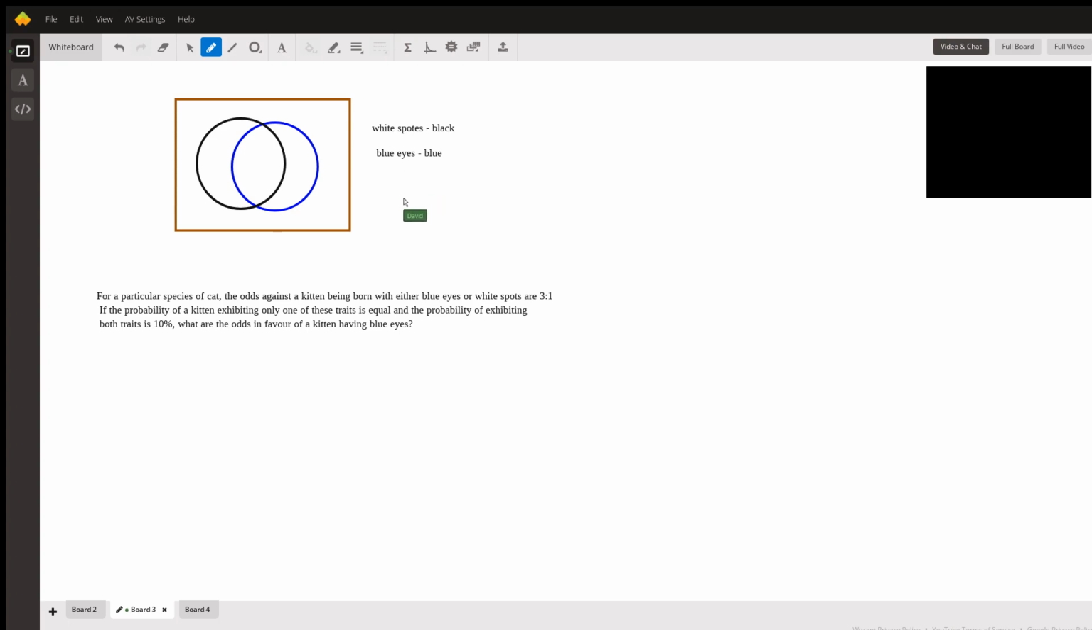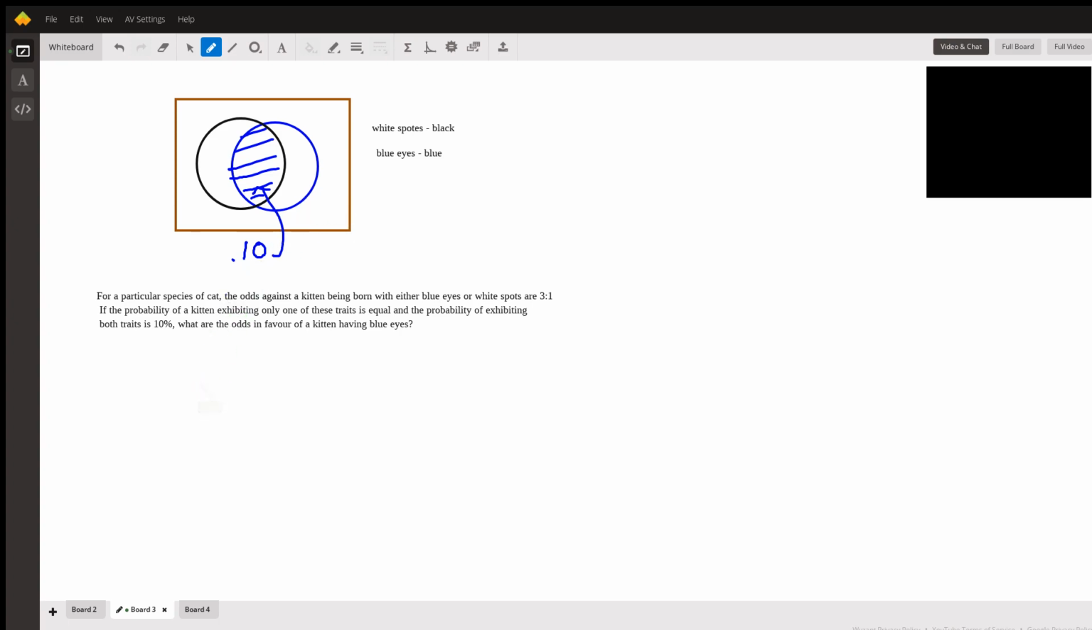The area in between that we see over here, where they're crosshatched, where they're both covered up, that's the area where they have both white spots and blue eyes. And we know from what we were told earlier that that's going to be equal to 10%, which I'm going to put down as a decimal, 0.10. That's equal to this area in here. So how do we find out the other area? Well, we need to find out what the area is on the outside and the area on the inside.